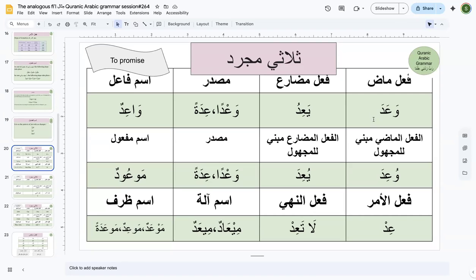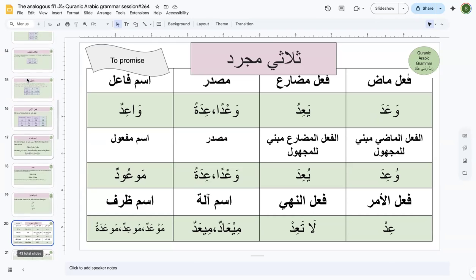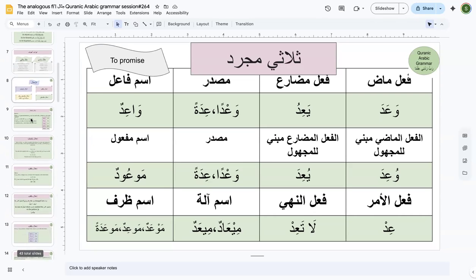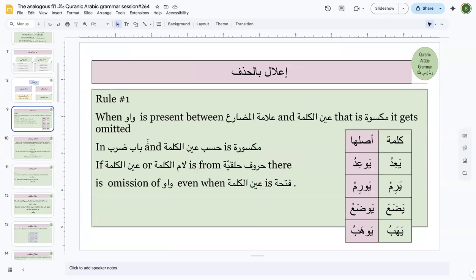Now come to fail mudari. What are we seeing here? Wa'ada ya'idu. There is a hasf. Very good job. There is ilal bil hasf, right? So the rule number one that we are going to focus on when it comes to misal is going to be ilal bil hasf. The waw got omitted. The waw got omitted. You all can see that.